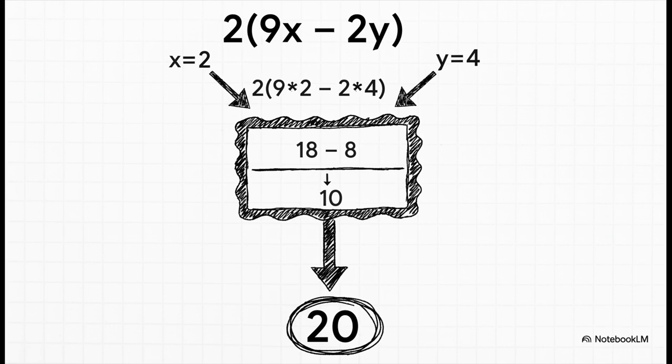Now we just follow our grammar, PEMDAS. We have to solve inside the parentheses first. So 9 times 2 is 18, and 2 times 4 is 8. That simplifies to 18 minus 8, which is 10. And the final step, multiply by the 2 waiting outside, and we get our answer, 20. See? Not so intimidating anymore, is it?